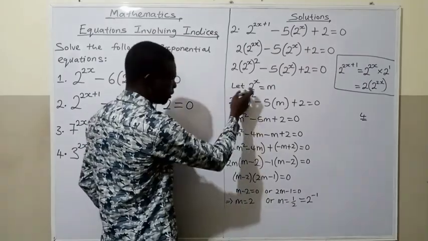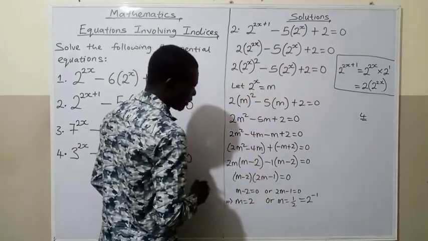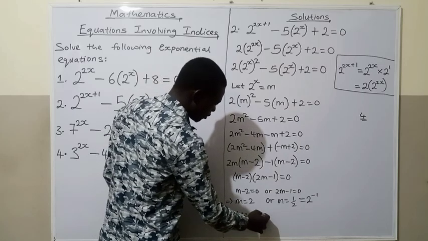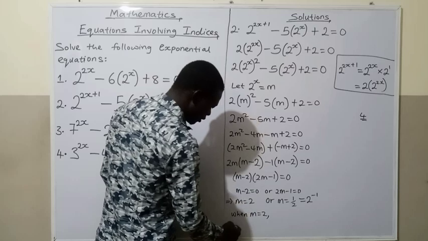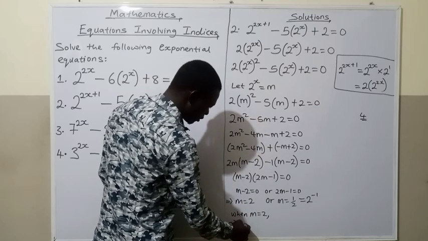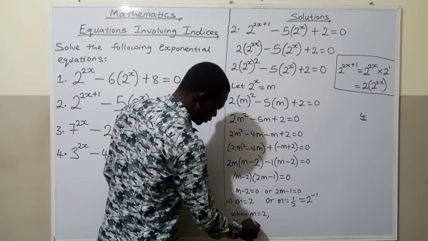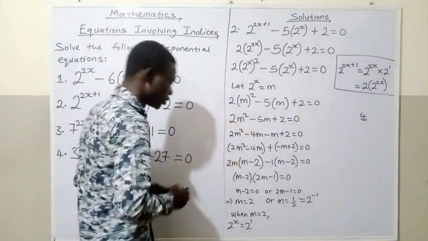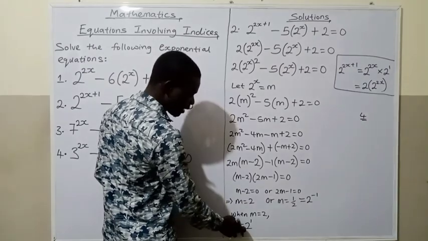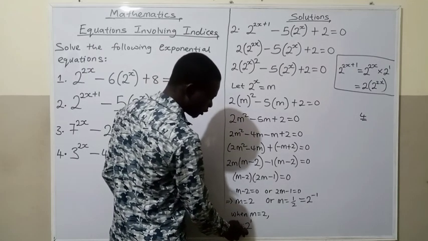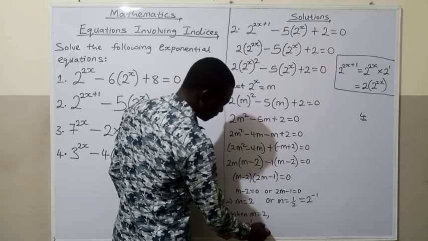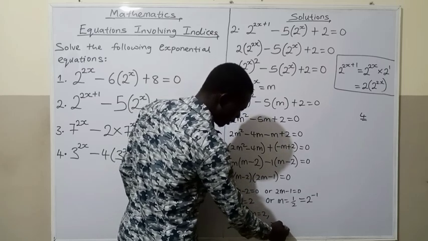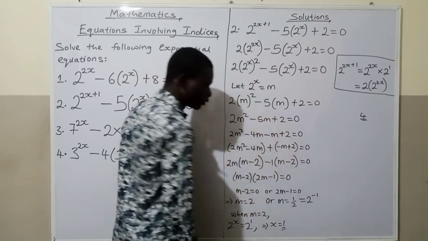So as before, because we say let 2 raised to power x be equal to m, when m equals 2, it means that 2 raised to power x must be equal to what? 2. And 2 is the same thing as 2 raised to power 1, because any number raised to power 1 remains itself unchanged. So if 2 raised to power x is equal to 2 raised to power 1, of course, what does that tell us? It says that x will be equal to 1. So that's for the first solution.